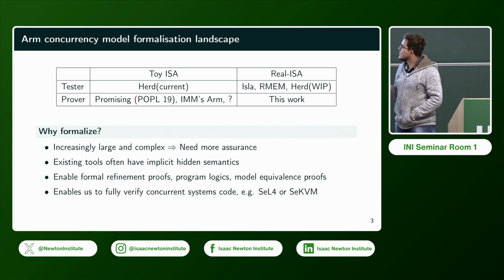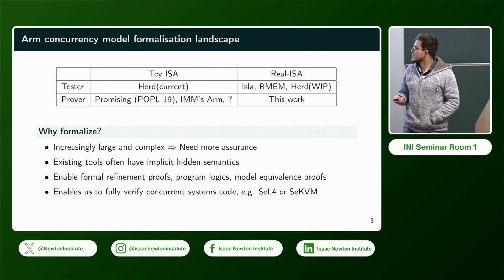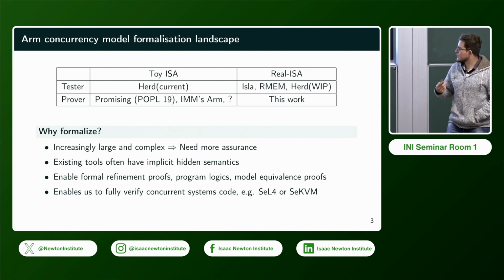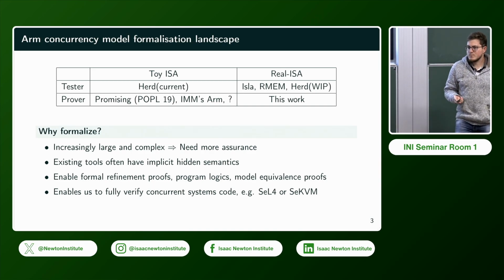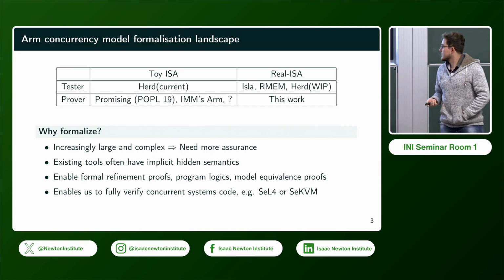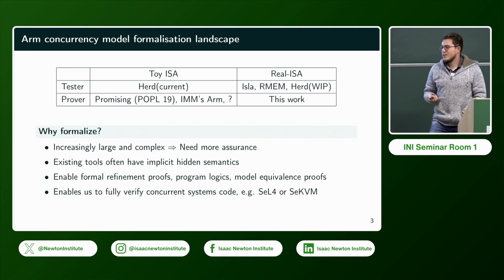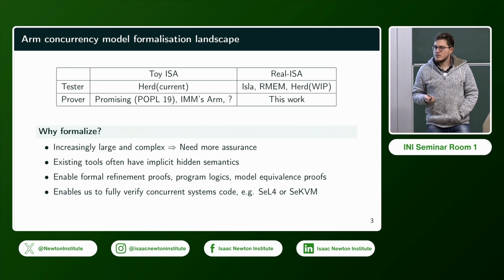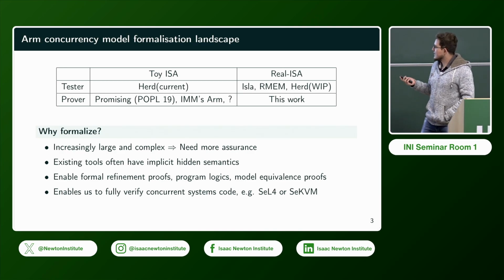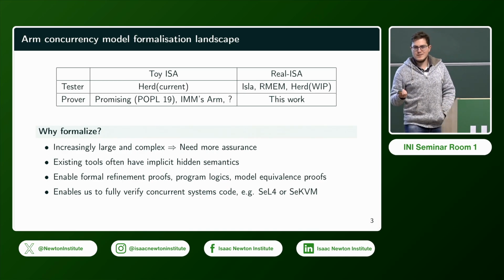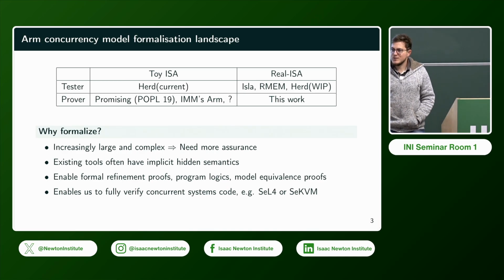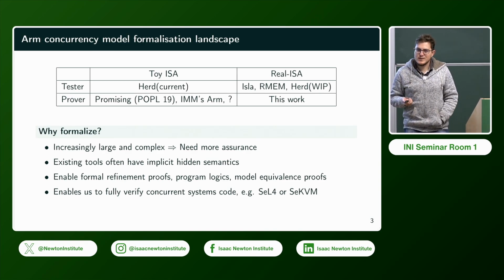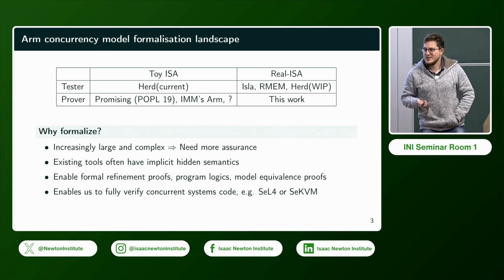And once we have this, we enable the whole arsenal of formal methods over formally defined semantics, like refinement proof, program logic, model equivalence proof, all checked in a proof assistant, which is really useful. And this will finally allow us to verify all the system bits of projects like SEL4 and SEKVM that make either weird assumptions about the concurrency model or no assumption at all. I mean, SEL4 just assumes that their TLB interaction code is correct, period.